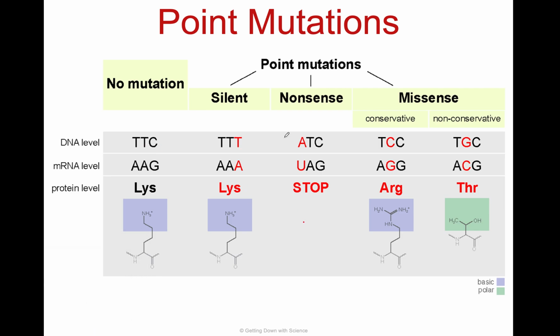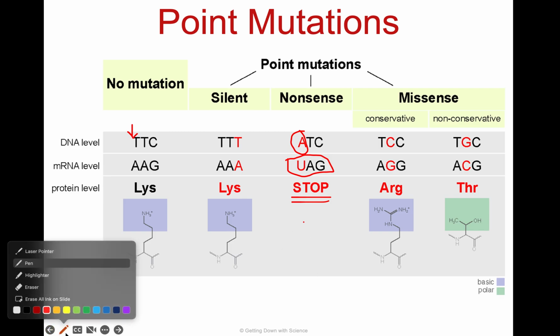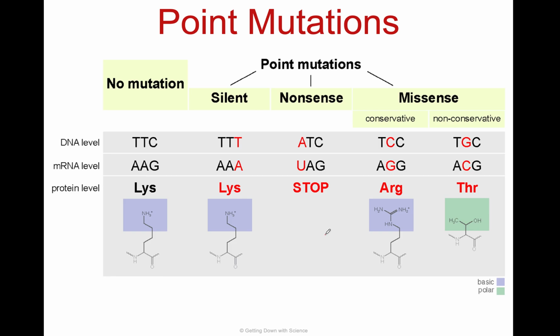All right, a nonsense mutation is something like this. So we are now going to mutate this thymine to this adenine. When we do that, the mRNA molecule here codes for a stop codon, and where lysine was supposed to be, now it just stops. So shortened amino acid chain, non-functional protein.